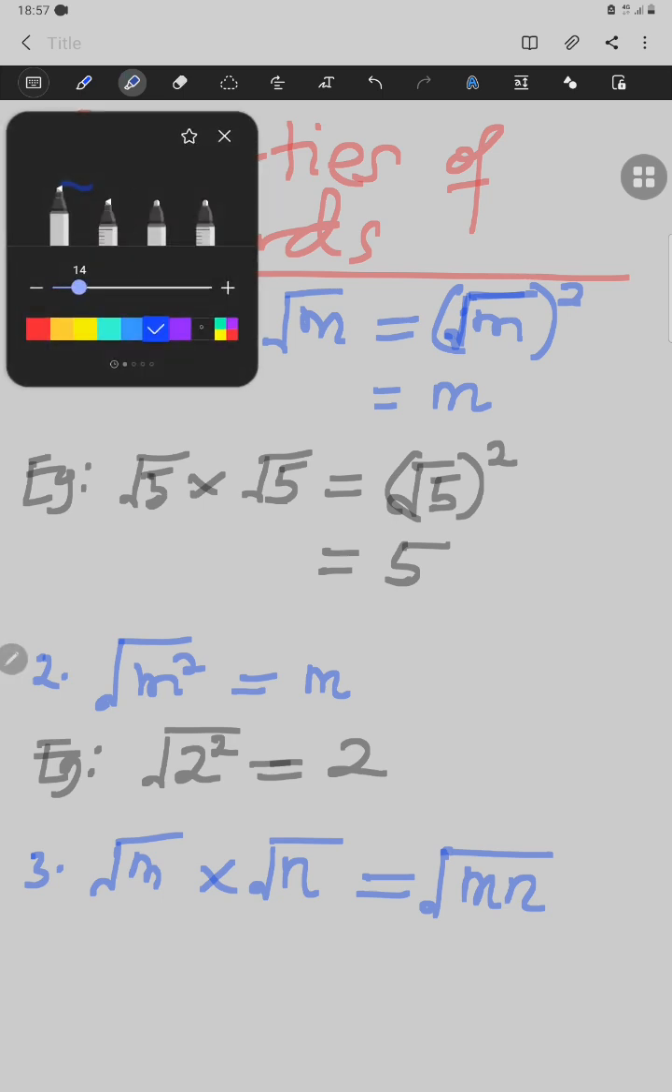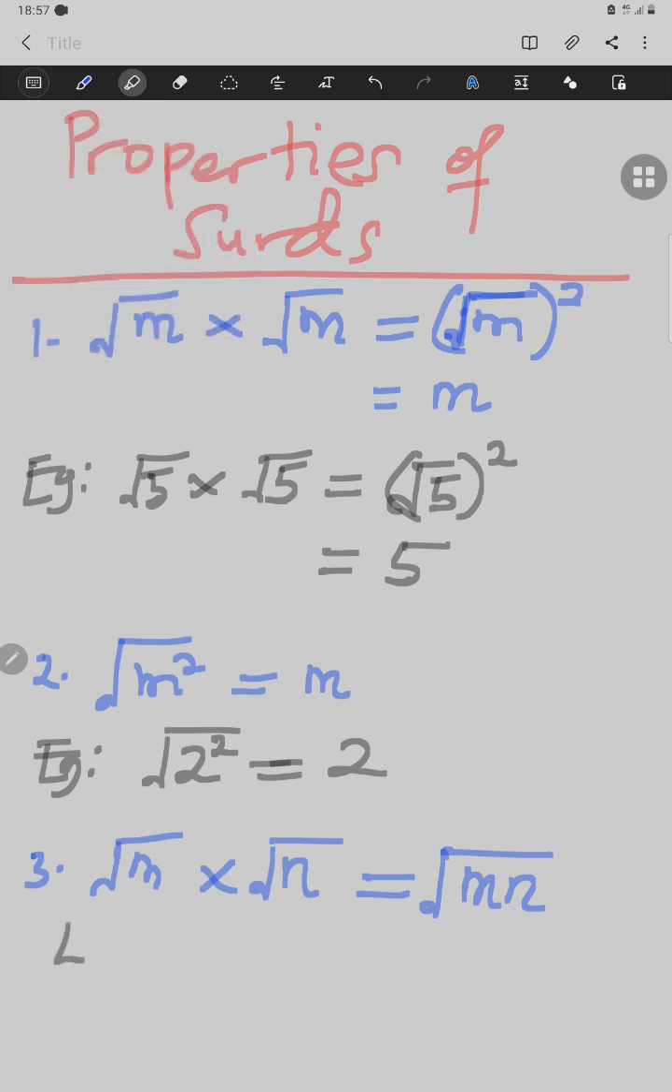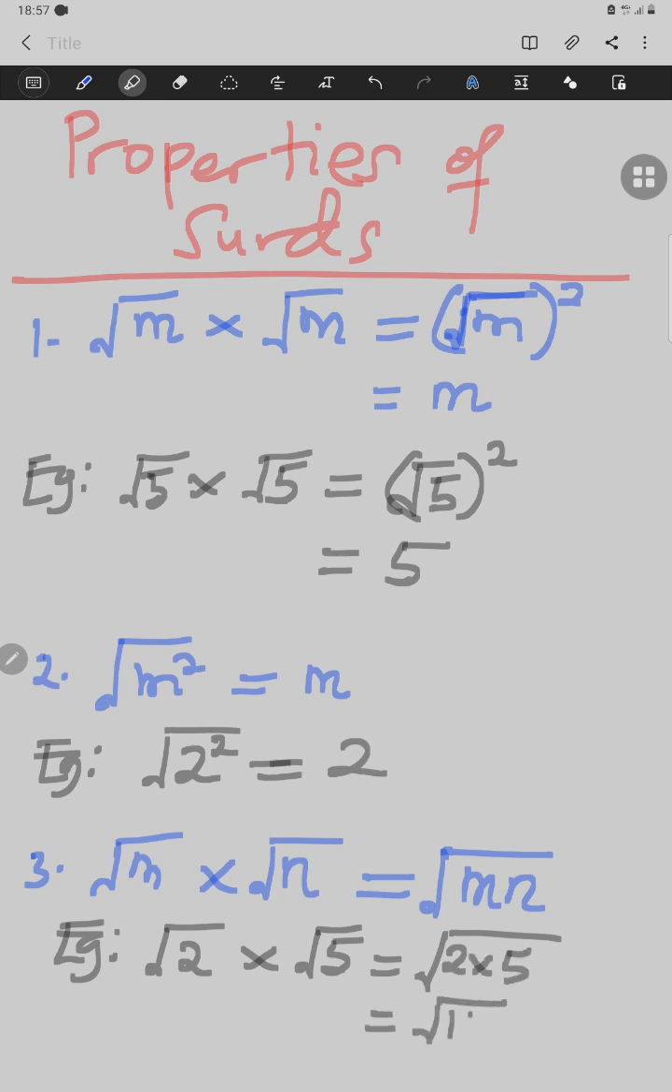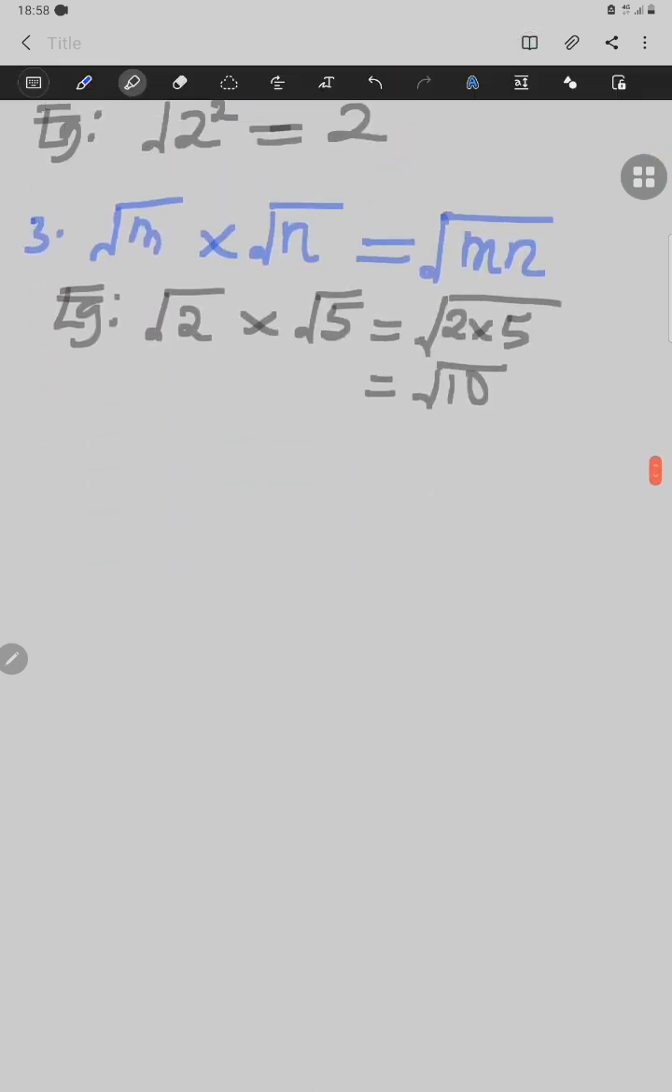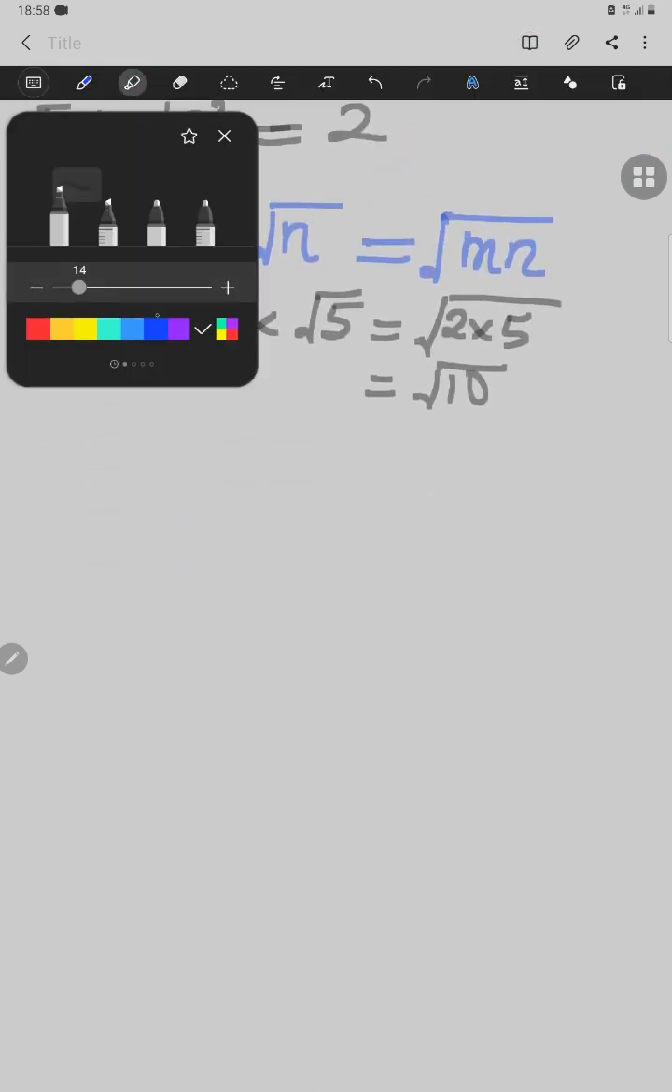Let's take an example. So if I have the square root of 2 times the square root of 5, what do you think this will give me? It's going to give me the square root of 2 times 5, and this will give me the square root of 10. I hope you are following. All right, let's proceed to the next property.